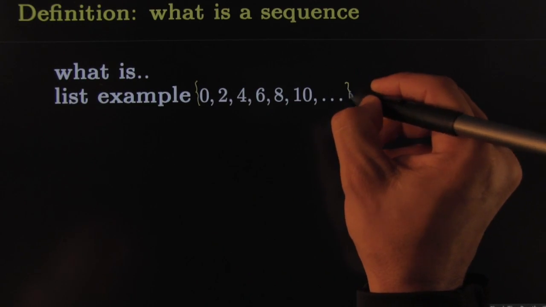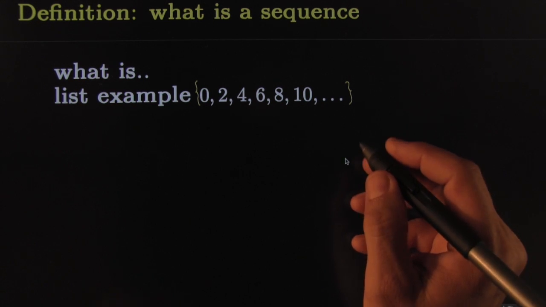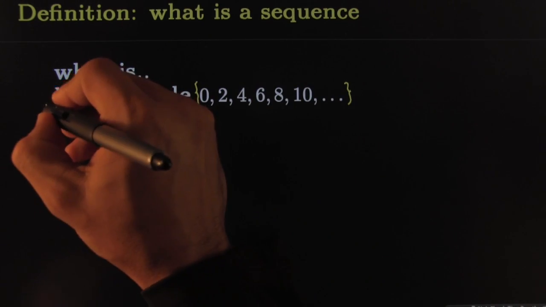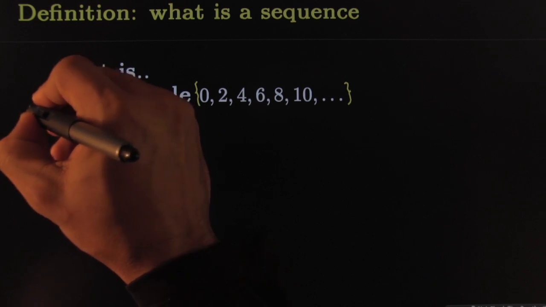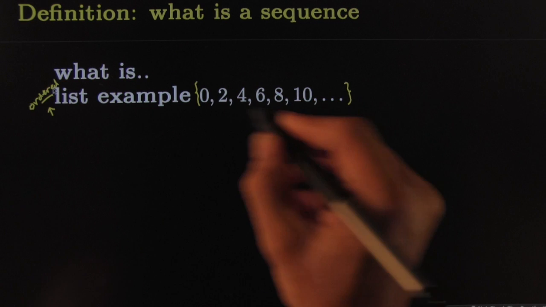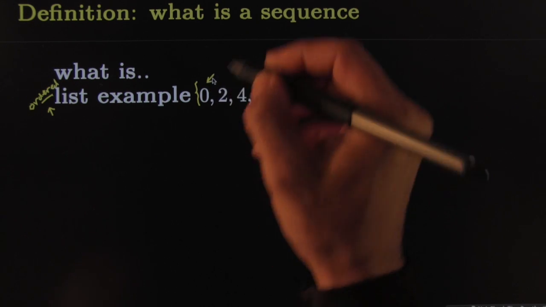Sometimes people use curly brackets to denote a sequence. That right there is a list of items, ordered. You should make a note here: ordered, meaning that the first item, this is often called the first item.